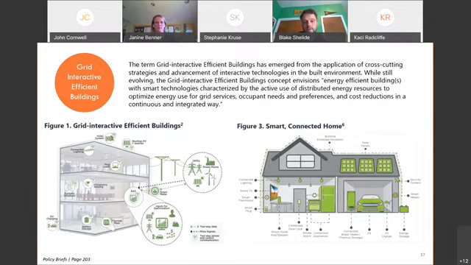Grid interactive efficient buildings can also be part of an innovative strategy to include in local community energy and climate goals. For example, as part of a decarbonization strategy, these buildings integrate utility scale renewable energy, on-site renewables like rooftop PV, or both.